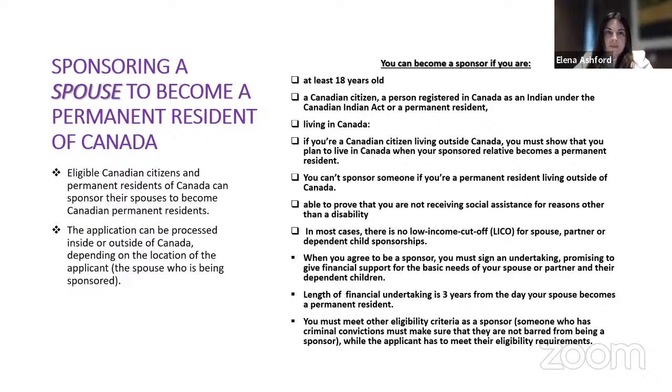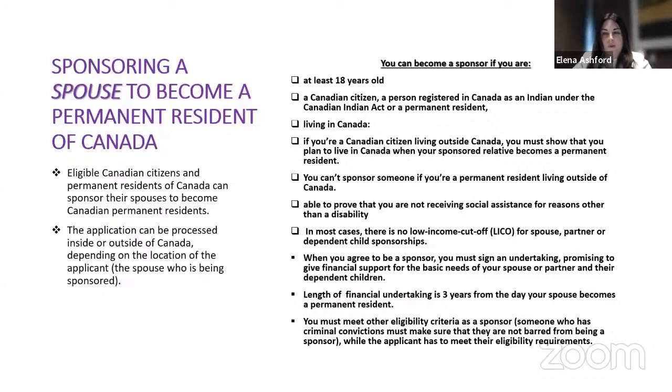So I will start by speaking on sponsoring a spouse to become a permanent resident of Canada. Both sponsors and applicants who are being sponsored have to meet specific requirements. And here I listed the requirements to become a sponsor.